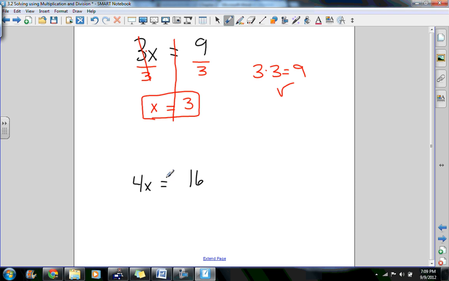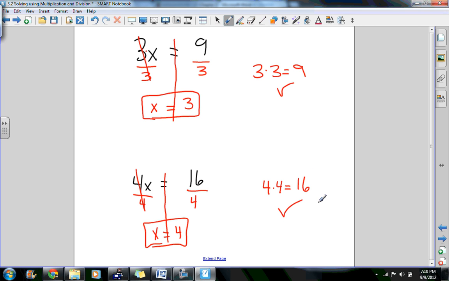Down here on the bottom, same thing. You can draw the line if you'd like, but you don't have to. What are the 4 and the x doing to each other? They're multiplying, so I'm going to divide by the same number that's in front of x. If that was negative, this would be negative. I have to do the same thing to both sides to keep the scale balanced. That goes away, and I'm left with 16 divided by 4, which is 4. And I check my answer just like I did. 4 times 4 equals 16. Kaboom. Correct.